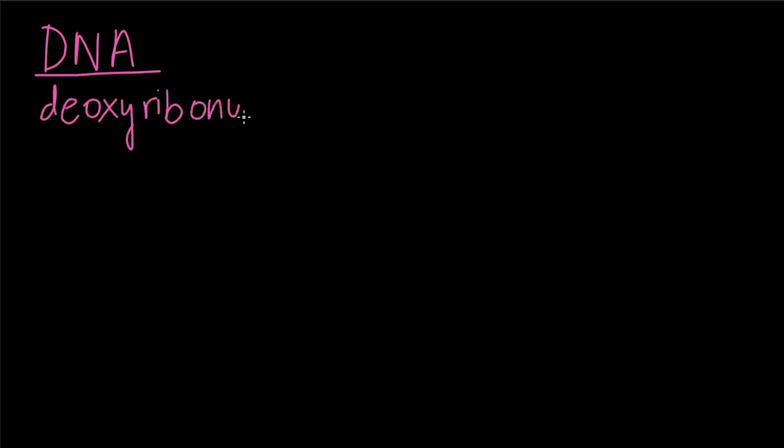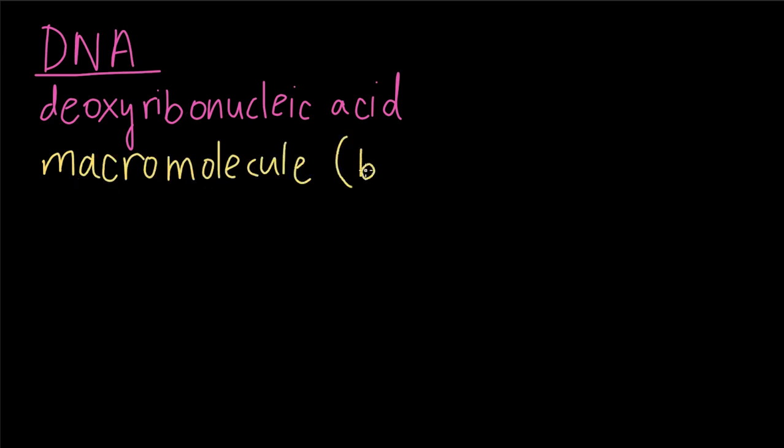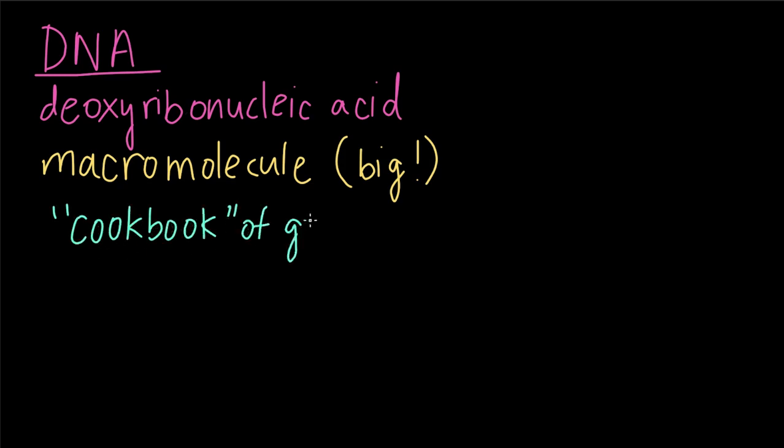But physically, what are genes exactly? Well, genes are part of DNA or deoxyribonucleic acid, and I know, it's a really big word, so let me write it out for us. DNA, deoxyribonucleic acid. So DNA is a macromolecule or a really big and complex molecule. So when you hear macro, just think big. And you can also think of DNA like a giant cookbook of genetic information, because that's what it is.